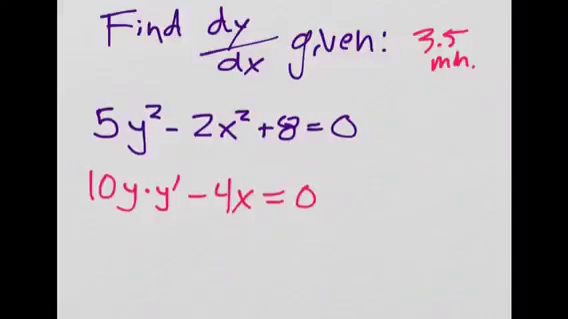And I need to solve for my y prime. So I need to add 4x to both sides. So I have 10y y prime equals a positive 4x, and then I can divide by 10y on both sides.